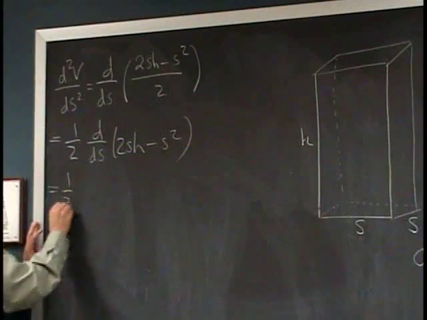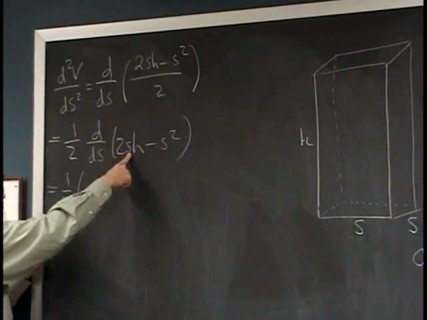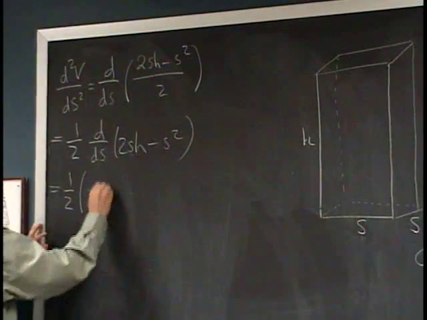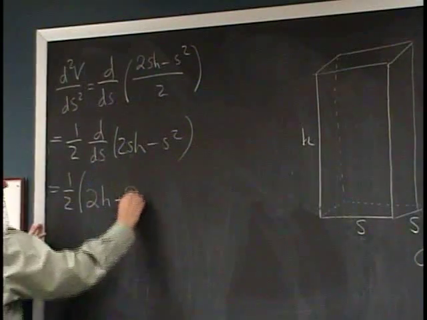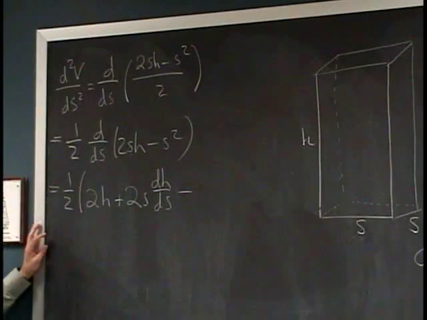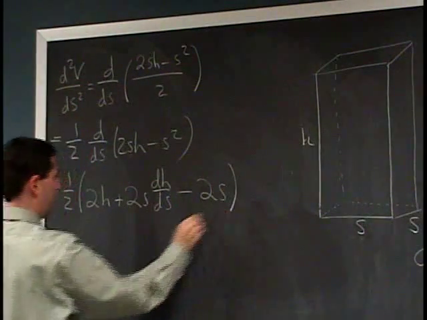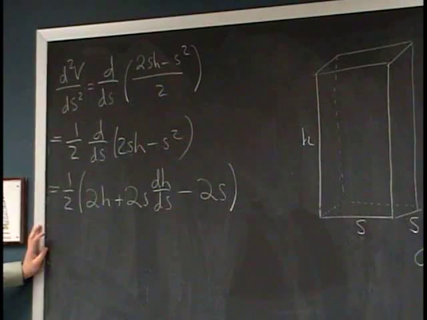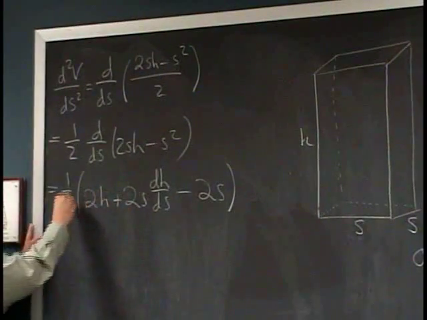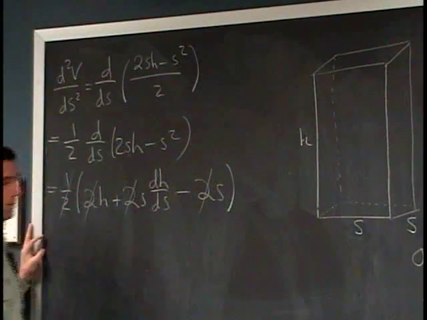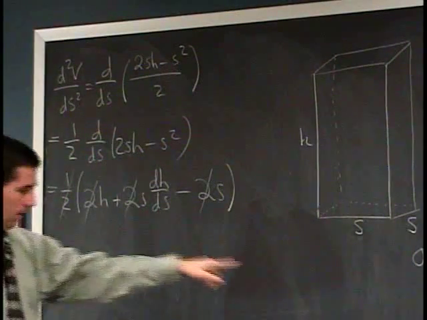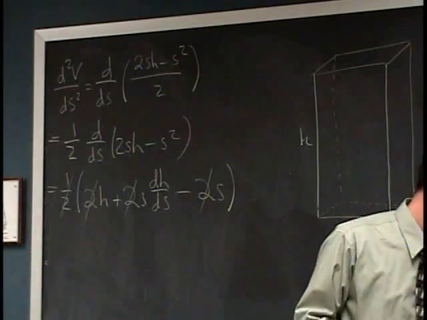So this is a half. Again, we have to do the product rule. The derivative of 2s is 2. Derivative of h is dh ds. Minus the derivative of s squared, which is 2s. One nice thing, this half is just going to come in and kill all these, so we can forget about those. And we know what dh ds is, we had that down here. It was negative 2h plus s over 2s.